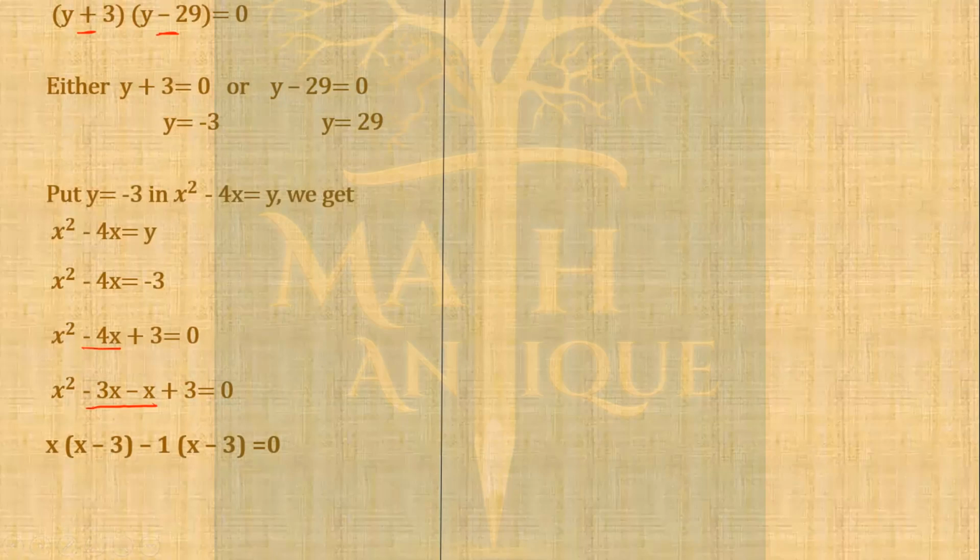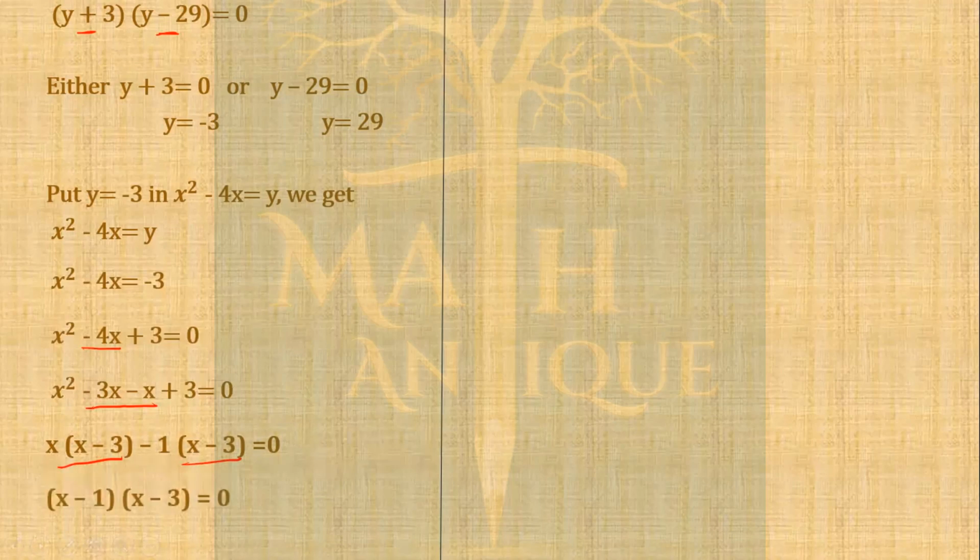Now we have two terms. What do we have common in these two terms? Yes, x minus 3 common and x minus 1 left. So we will write x minus 3 into x minus 1. Again, you know, if the product of two expressions is equal to 0, then one has to be 0. So either this is equal to 0 or this is equal to 0. After simplification, we will get these two final answers: x is equal to 1 and x is equal to 3.